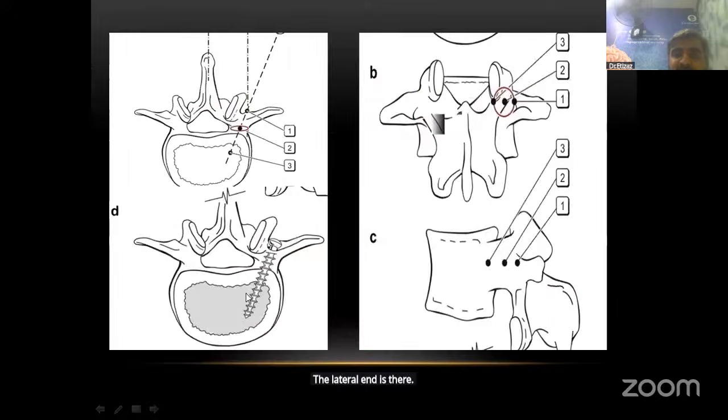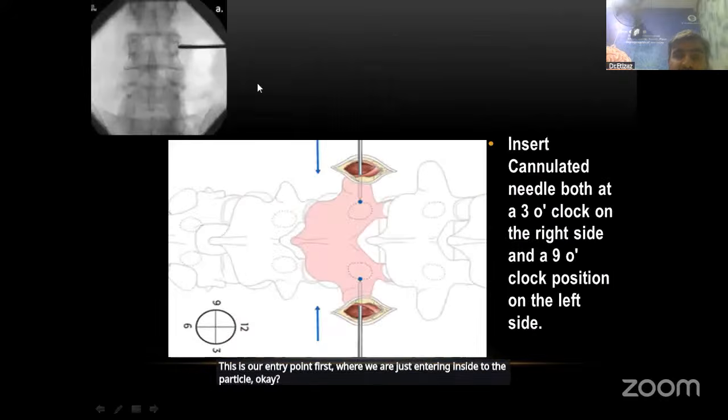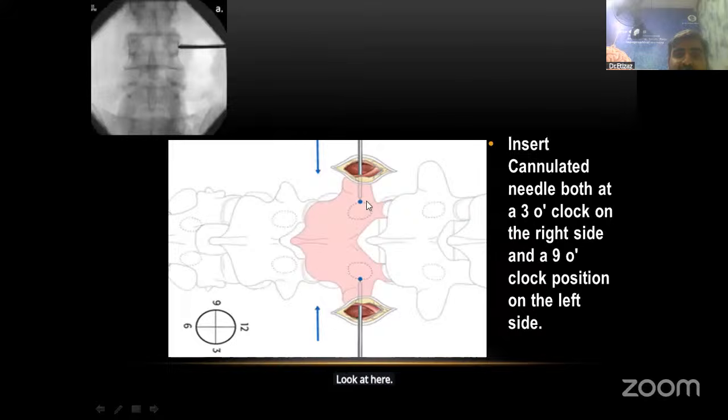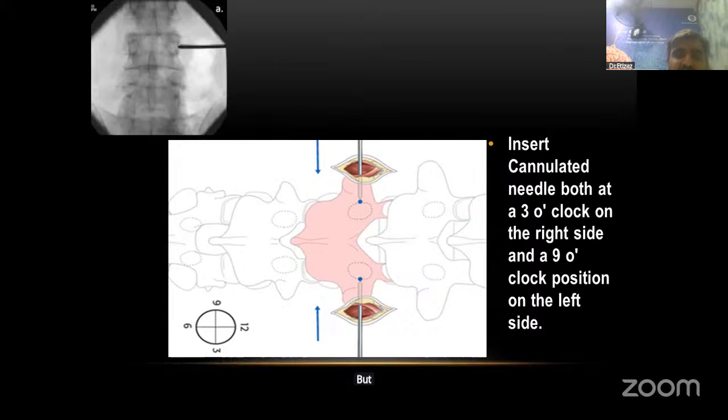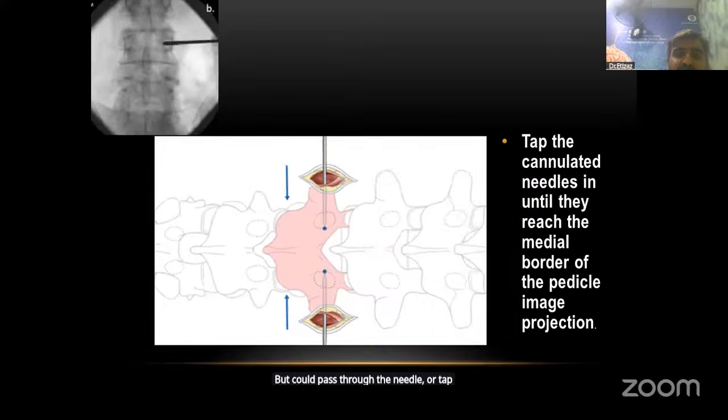Look at the previous picture. This one is the first. This is our entry point, where we are just entering inside the pedicle. When it is being entered, we are at the level of the lateral boundary of the pedicle. It means we are in the right direction. But pass the needle or tap the needle further.